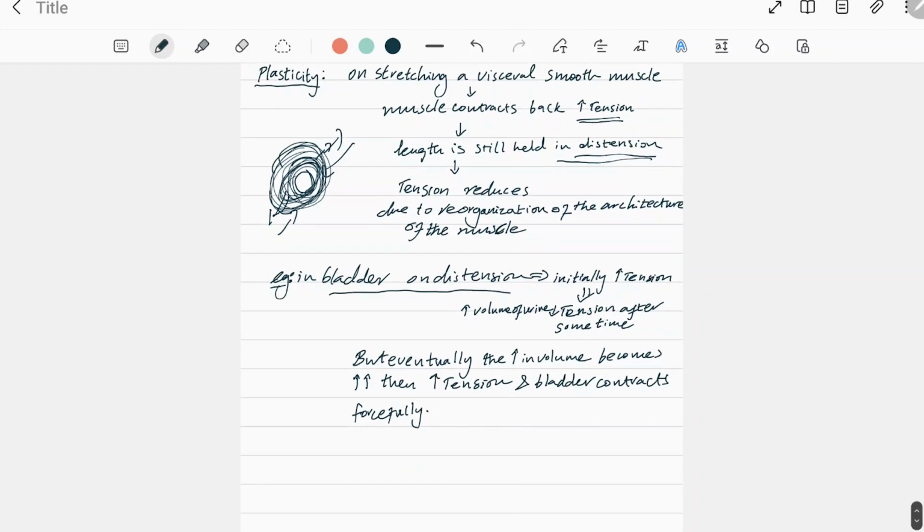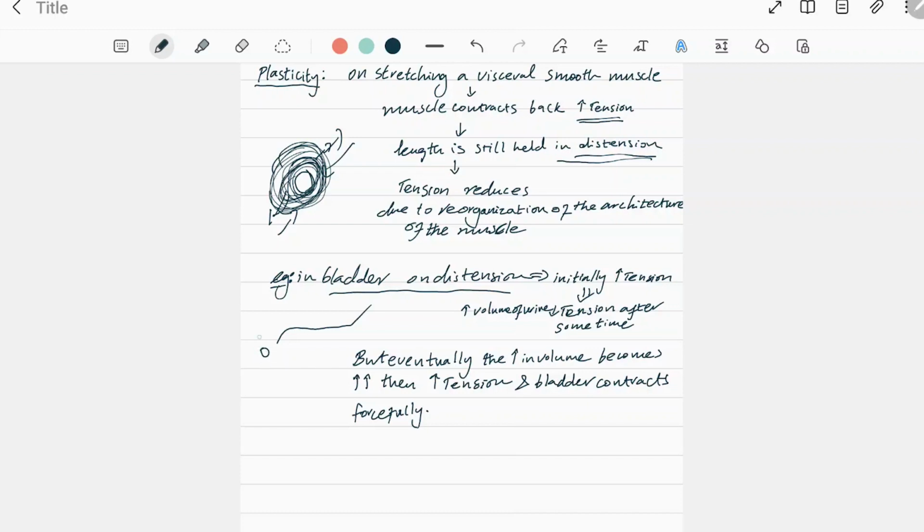in the beginning you get this increase in tension and you want to pee, but imagine you don't go to the bathroom for some time. You have to hold it in, like you're sitting in an exam and you're not allowed to leave. Then because of that volume of urine in the bladder increasing, the tension after some time reduces because the smooth muscle undergoes plasticity. And this happens for a fair amount of time, until we reach up to 400 ml, which is usually the maximum capacity in most bladders.